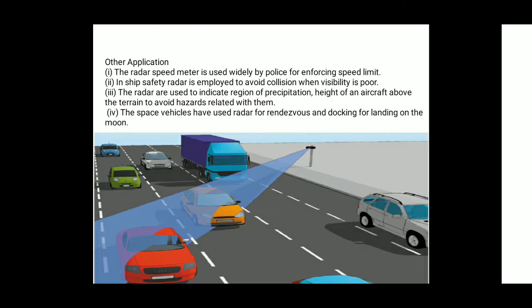Other applications: the radar speed meter is used by police for enforcing the speed limit. In ship safety, radar is employed to avoid collisions when visibility is poor. Radars are used to indicate regions of precipitation and the height of the aircraft above the terrain to avoid the hazards related with them. Space vehicles have used radar for reconnaissance and docking, and for landing on the moon.